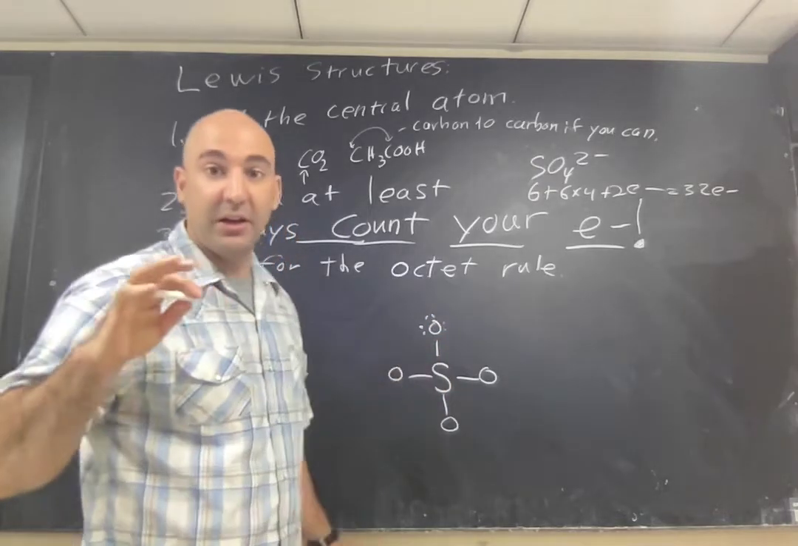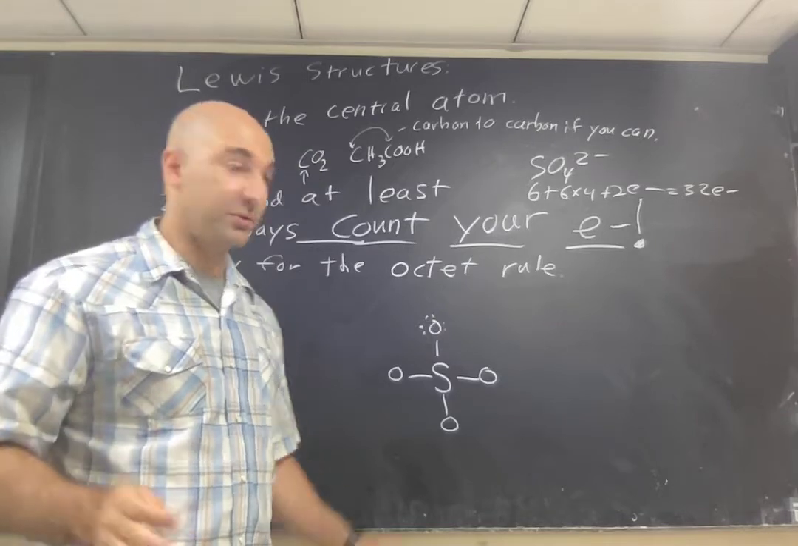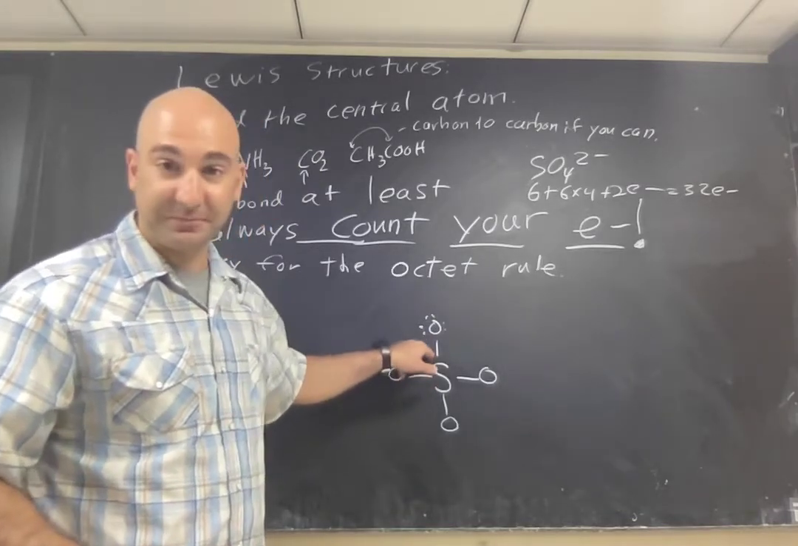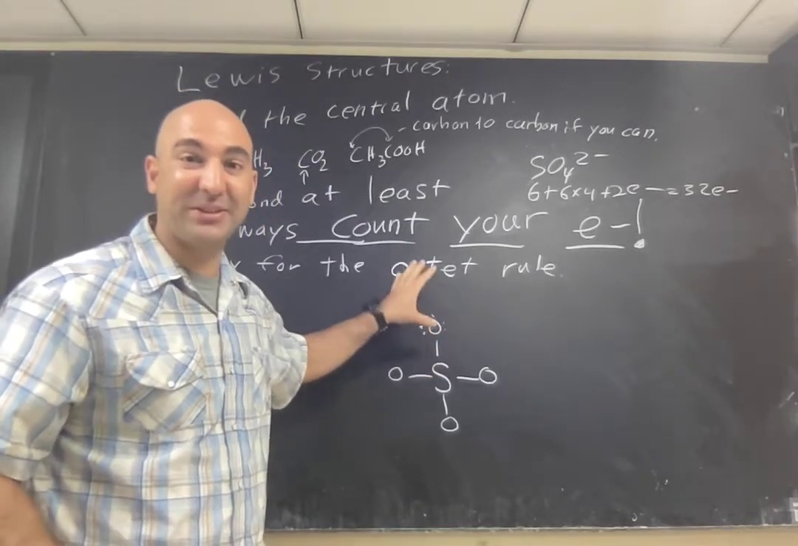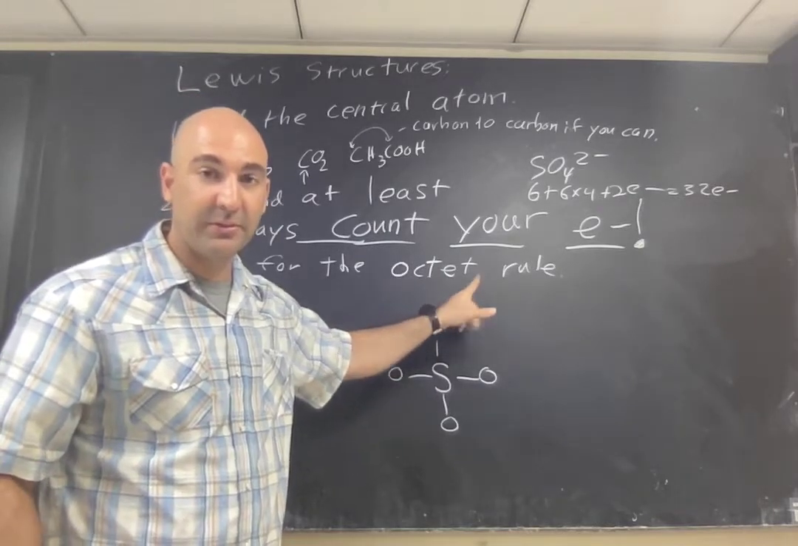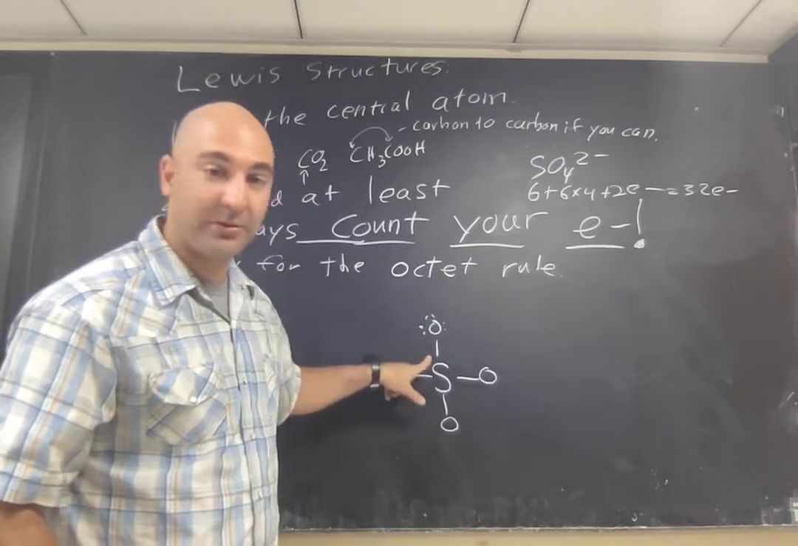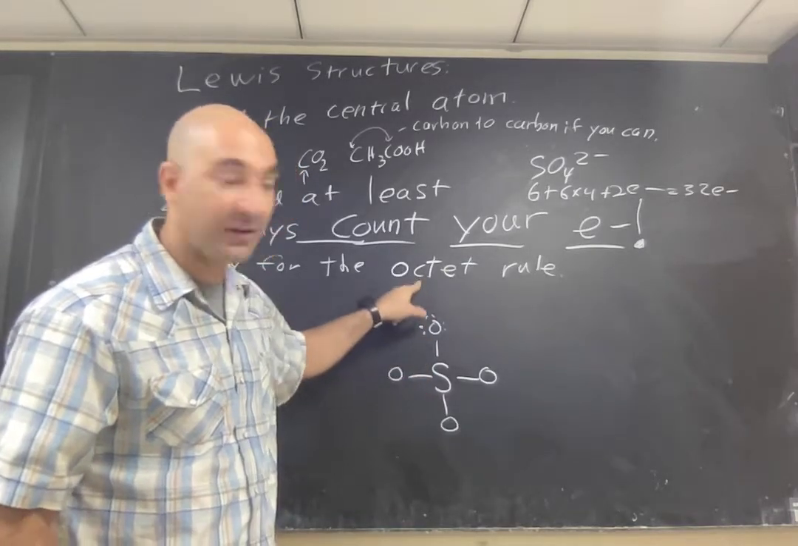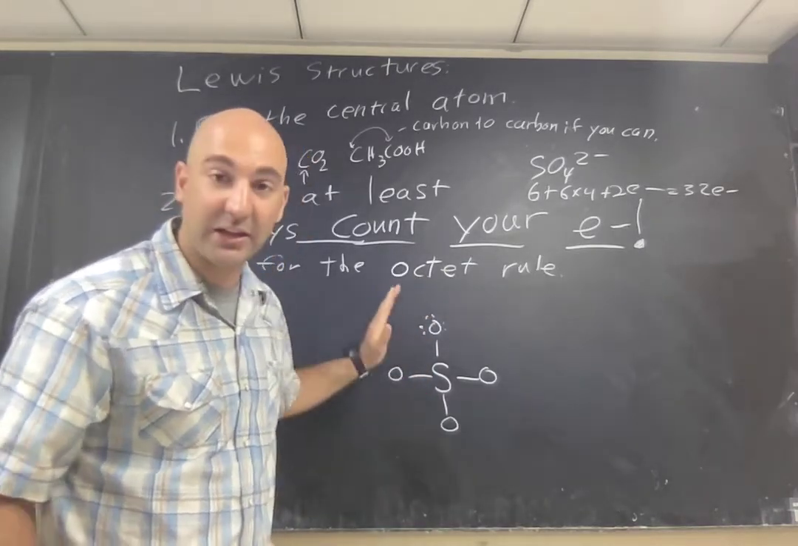Now in bonding for Lewis structures, these two electrons count for both atoms to help satisfy the octet rule. Let me say that again. These electrons that are used to bond help to satisfy the octet rule to give this oxygen 8 electrons.